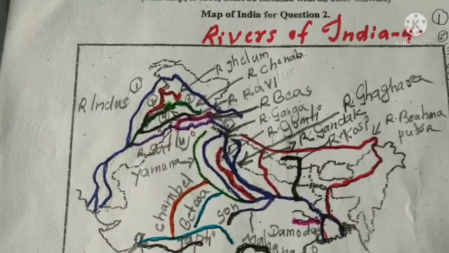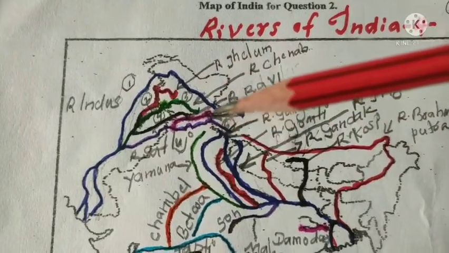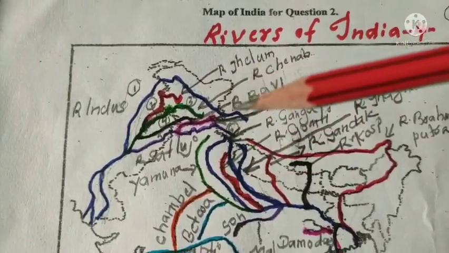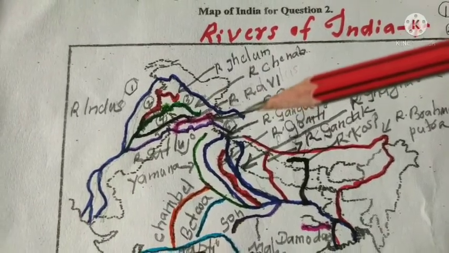Next I am going to explain about the rivers of India. There are 24 rivers in India. I am starting from the north. The first is the river Indus, so it is starting from the north. So this is the point.